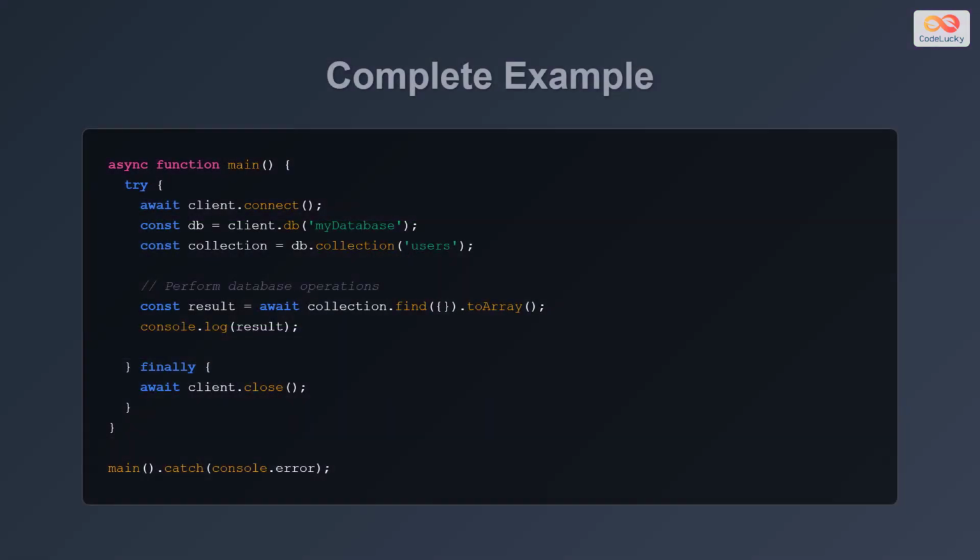Let's take a look at a complete example that demonstrates the entire process. We define an asynchronous function called main. Inside the function, we connect to the database, access a collection, perform a database operation, and then close the connection. The database operation in this example is to find all documents in the collection and convert them to an array using toArray. Finally, we call the main function and catch any errors that may occur.